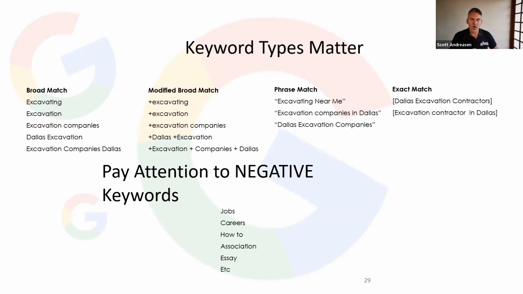And then you want to watch out for negative keywords. So what we do to make sure we're not showing up for jobs, careers, associations, etc., we enter those all in as negative keywords. And this tells Google, do not show my ad if anyone types in my keywords with the word jobs or careers or association. That blocks your ad from appearing. It's a way to save money on your campaign and not waste it.